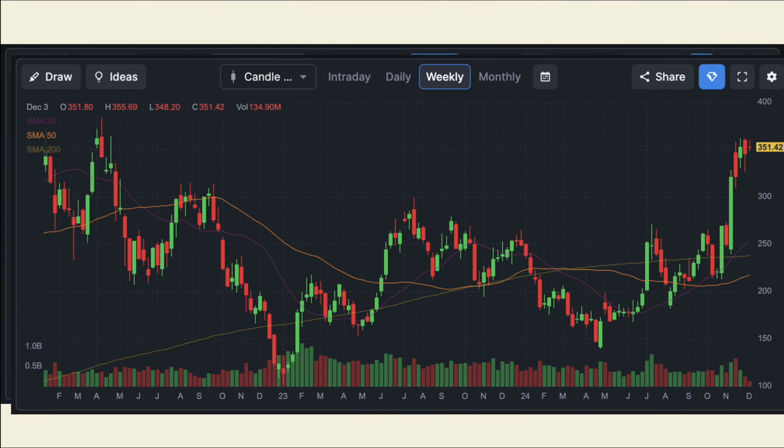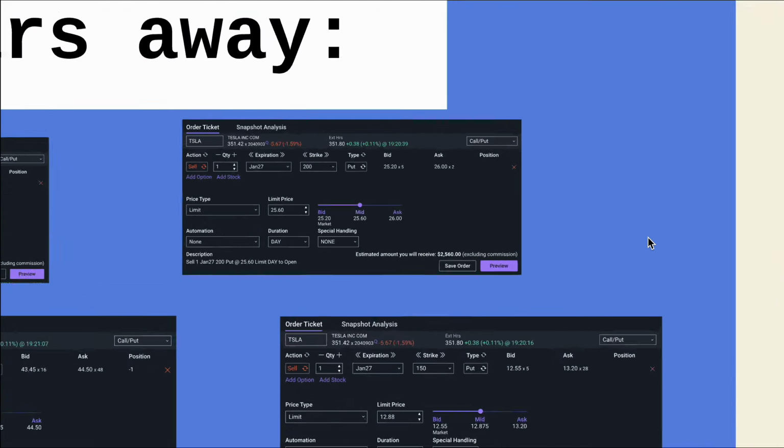If we had sold the $250 two-year option in October 2022, so right over here, and just waited, even though Tesla went as low as $120 in January 2023, come October 24, Tesla was already back to 250. And we can go as low as we want.